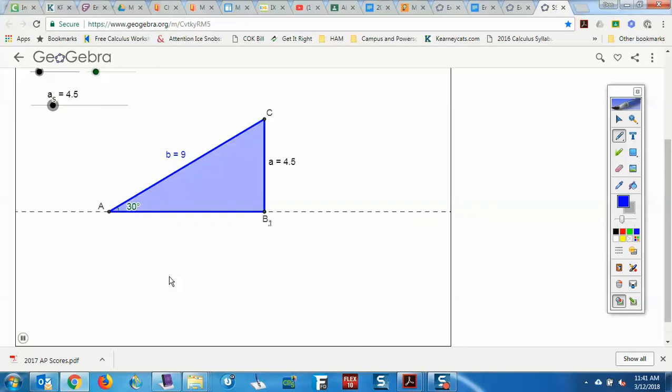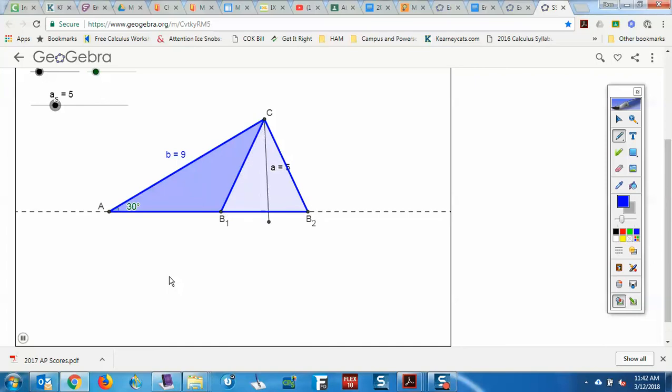Okay? What happens if you type in B sine A, you get 4.5, but your side that you're given is 5? It's bigger than the height, right? Well, if it's bigger than the height, that means it's going to hit over here, and then it's going to hit again over here. Now notice that this makes like a little isosceles triangle right here, right?